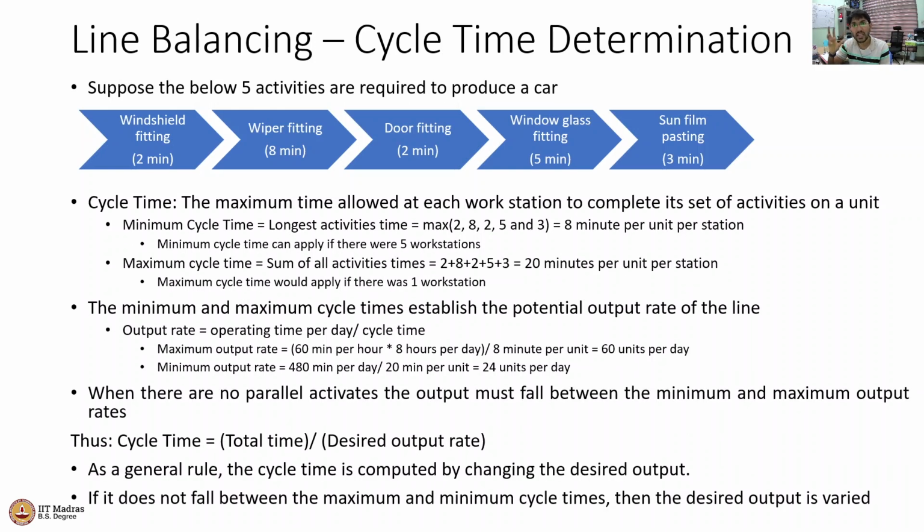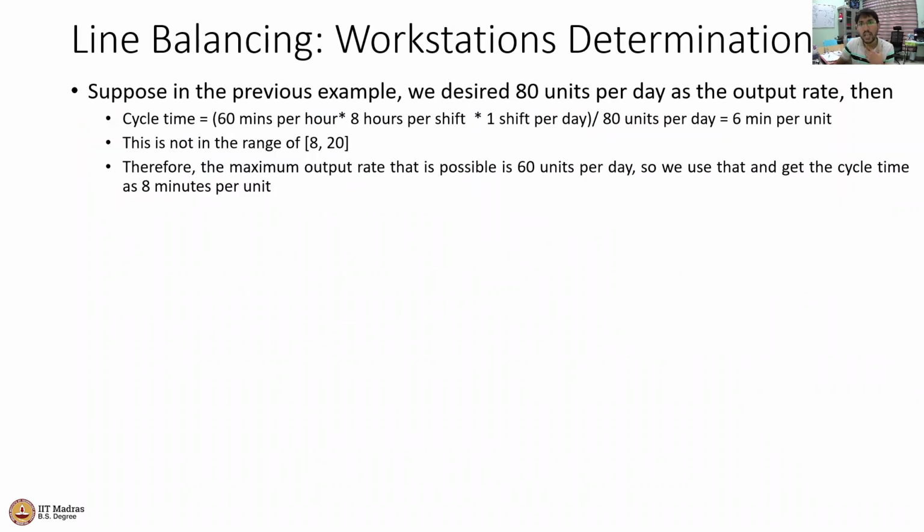So, the cycle time is usually determined based on our desired output rate. If I want to achieve a certain output rate and I have a certain amount of time, then what is the cycle time that I want to target? That would be the problem. For example, let's say I want to achieve 80 units per day as my output. Then the cycle time is going to be the total time that I have, which is 480, divided by 80 units per day, which is going to be 6 minutes per unit.